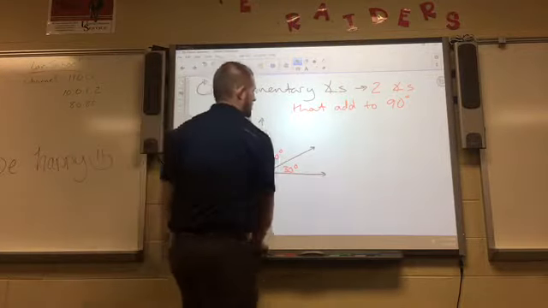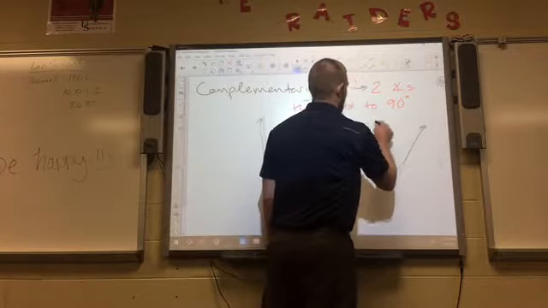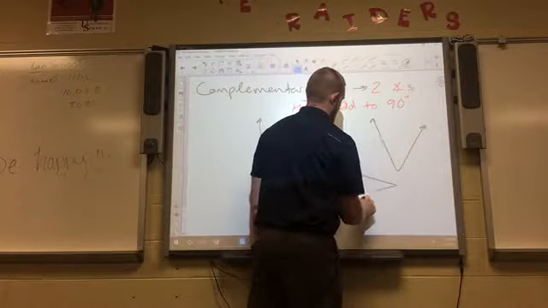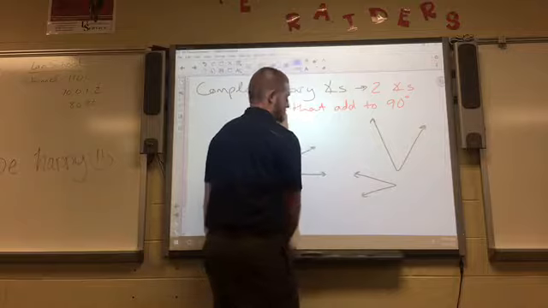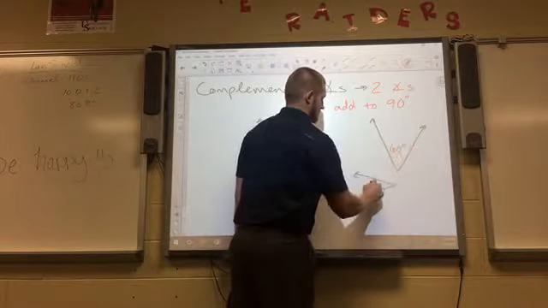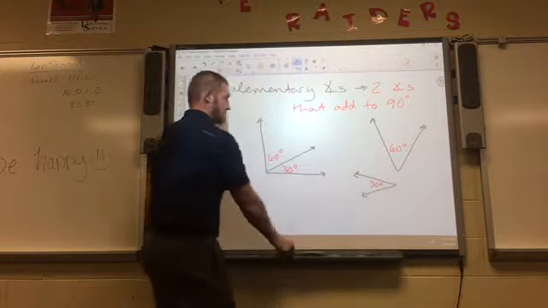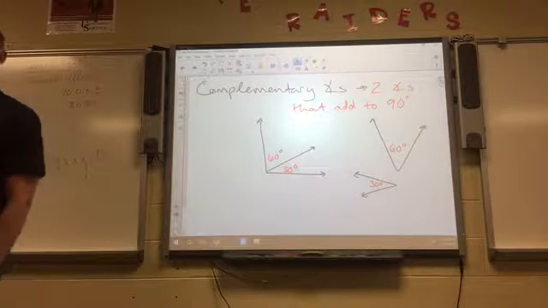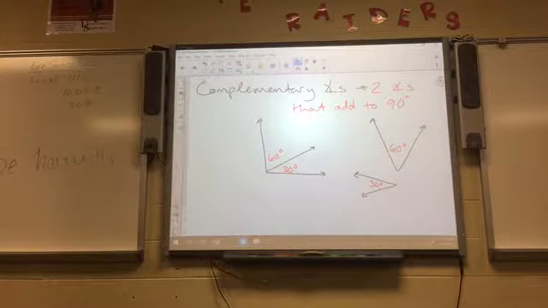Or it could also look something like that. And they don't have to be touching. They just have to add to 90 degrees. Can there be more than two of them? No. Now, could you have more than two angles that add to 90 degrees? Yes. They're not complementary though. To be complementary, there can only be two.